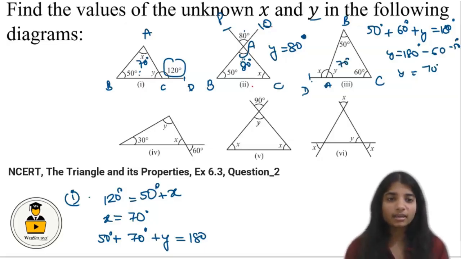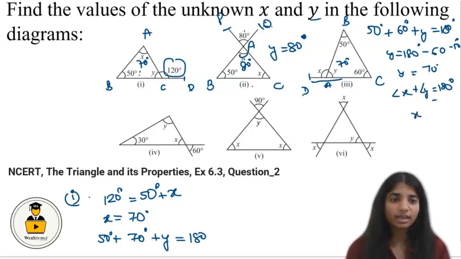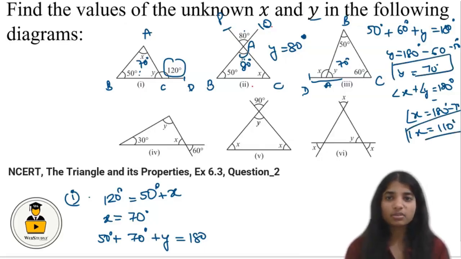70 degrees, and look here, angle x plus y is equal to 180 degrees because they are forming a straight line. So we can say that angle x plus angle y is equal to 180 degrees. We have the value of angle y, that is 70. So angle x is equal to 180 minus 70. So solving this, we get the value of x, that is equal to 110. So x is equal to 110, y is equal to 70. So the answer to part C is angle y is 70 and angle x is 110.